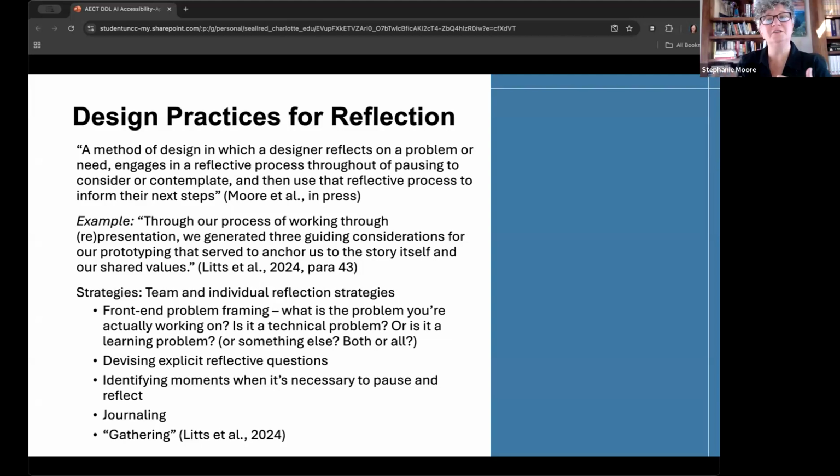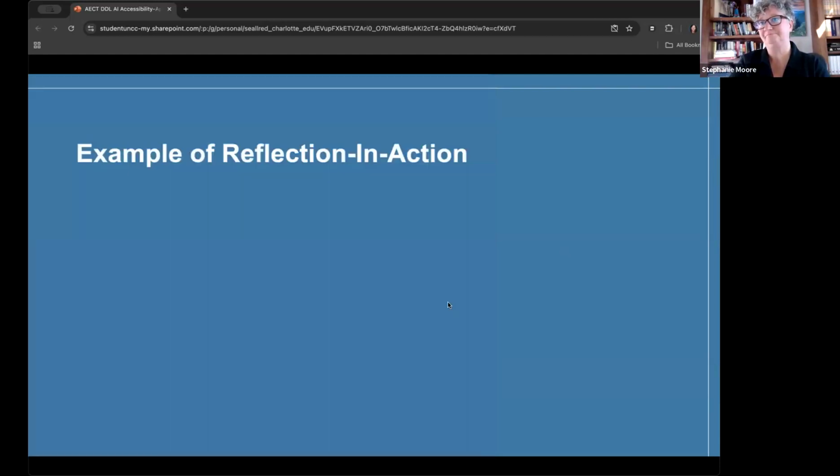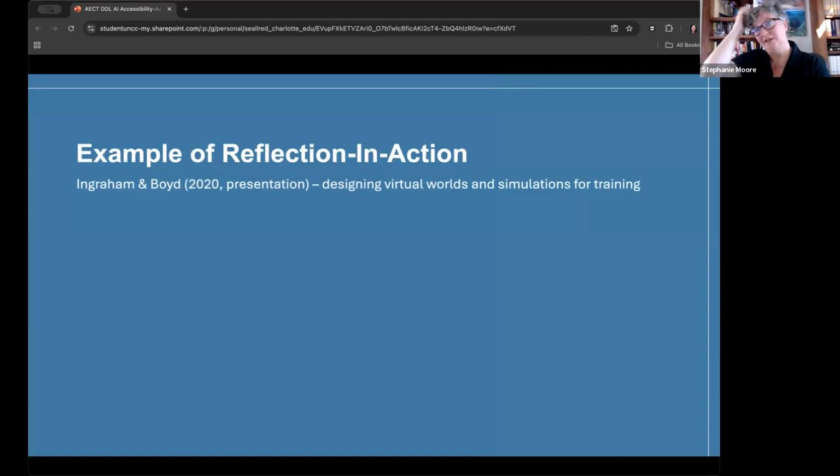And then Litz and her team talked about how they're collaborating with some Native American collaborators. And so they brought in this idea of gathering from the tribe, the particular tribe that they're working with, as well. Okay. So an example of reflection and action, this was a presentation by Ingram and Boyd at AECT back in 2020.